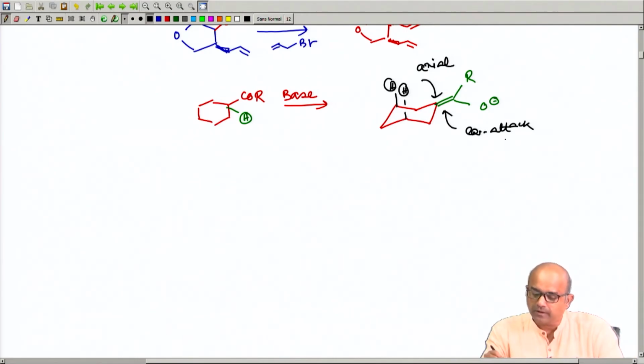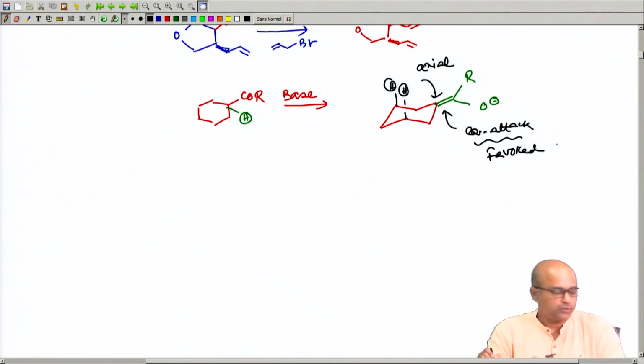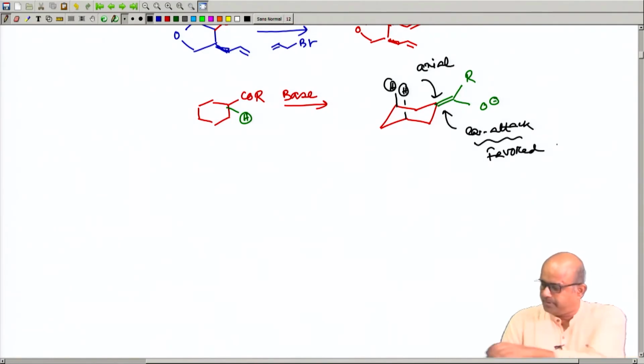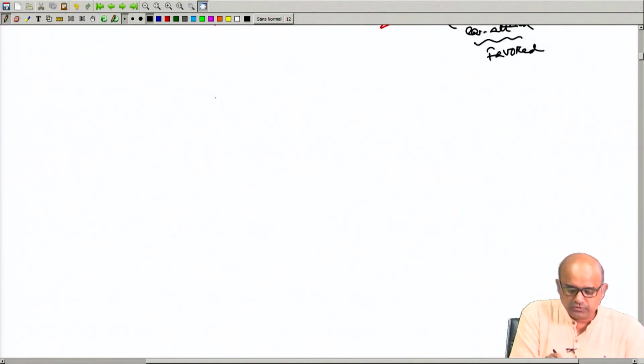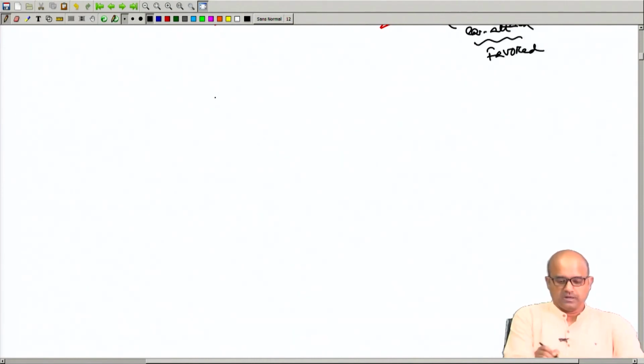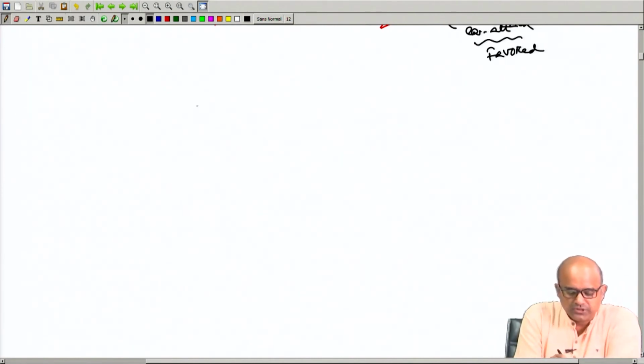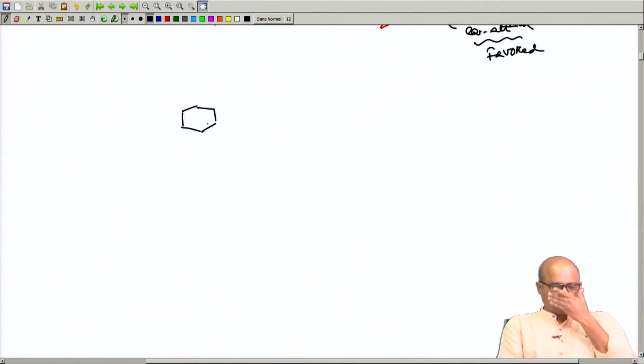In the equatorial attack, you do not get those kinds of steric biases. So, equatorial attack is usually favored in a normal system. That was the way you can explain it. So, by predicting a similar kind of working model, you can eventually try to explain a couple of things, which we will next discuss.